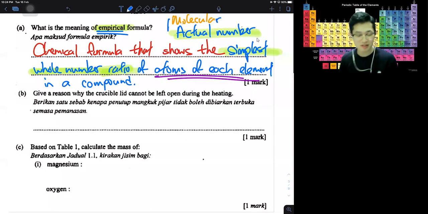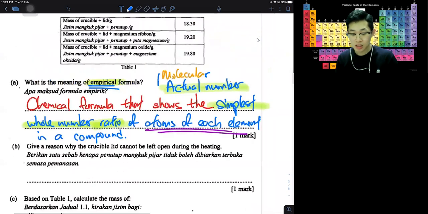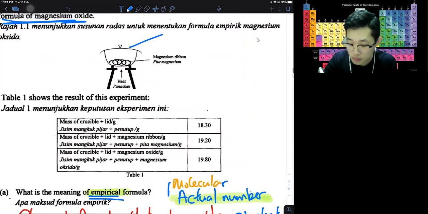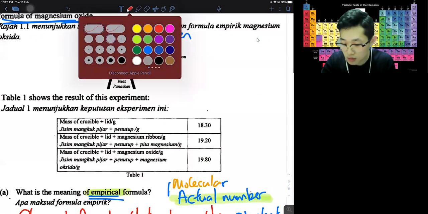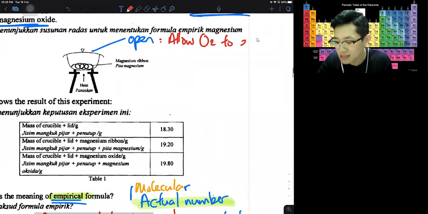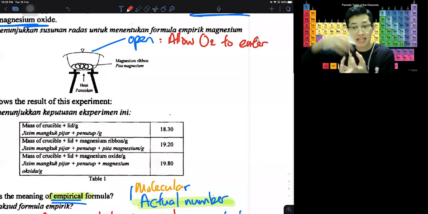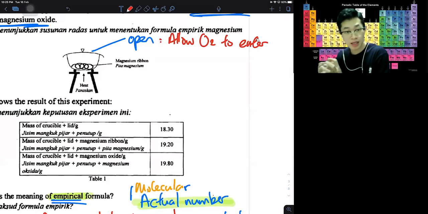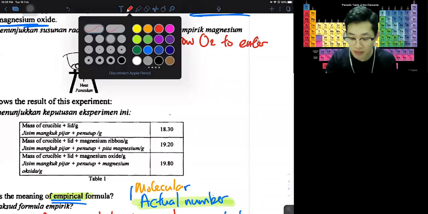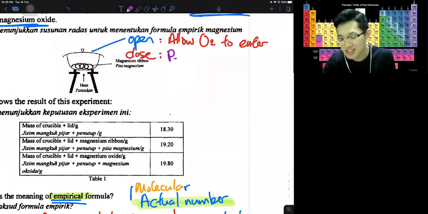Okay, molecular formula. Give a reason why crucible cannot be left open during heating. So for MgO, why it cannot be left open? We said we have to open it because we want to allow oxygen gas to enter. When it enters into the crucible, it starts to react. Okay, but then why do we have to close it after that? Yes, correct. We want to prevent. Who is Yixuan? Prevent.